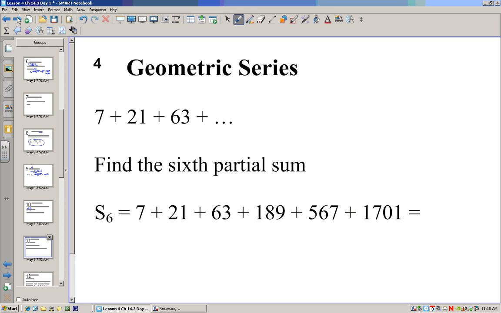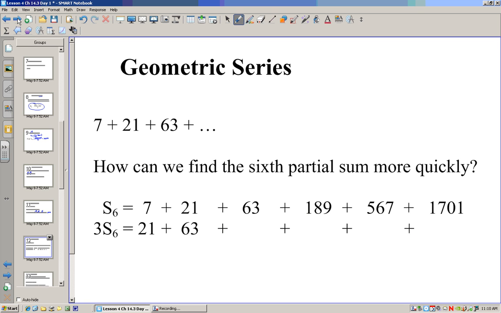Now let's find the sixth partial sum. We keep multiplying by 3, getting new values, and then we just add those numbers up. 7 plus 21 plus 63 plus 189 plus 567 plus 1701 gives us 2,548. That's pretty easy to add up.